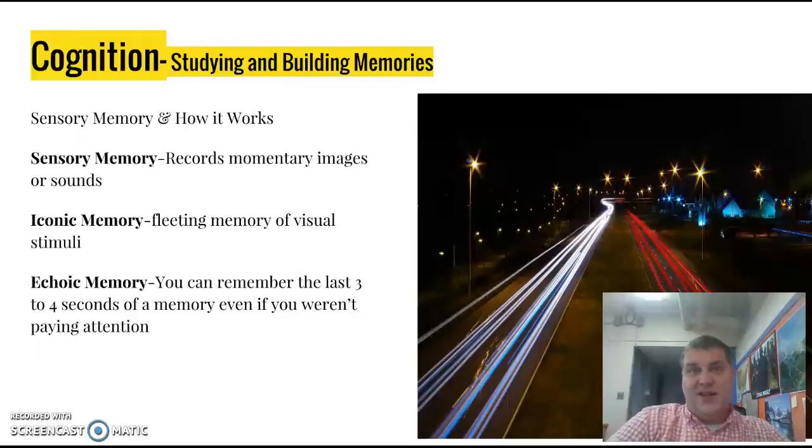I look at this as like hiccups too. Iconic memory is fleeting memory of visual stimuli, so you see something and then you forgot you see it. Brain games. Magicians are really good with this. Echoic memory, you can remember the last 3 to 4 seconds of a memory even if you weren't paying attention.